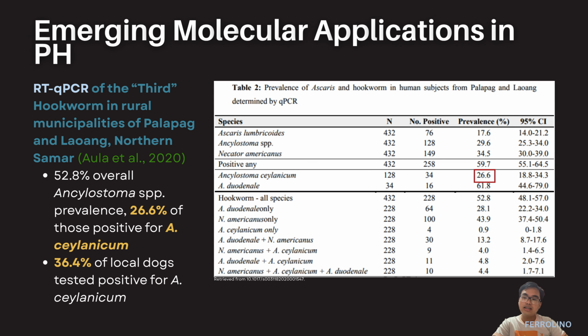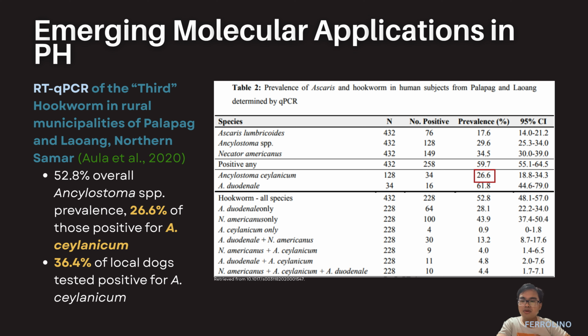While the previous study addressed blood flukes and protozoa, Aula et al. in 2020 utilized RT-PCR to re-evaluate hookworm prevalence in the same Samar municipalities. Historically, hookworm control in the Philippines focused on the human-specific Necator americanus and Ancylostoma duodenale. Using the primers and probes detailed in Table 1, the researchers identified an overall hookworm prevalence of 52.8% among 432 human subjects. The major breakthrough was the identification of Ancylostoma ceylanicum.